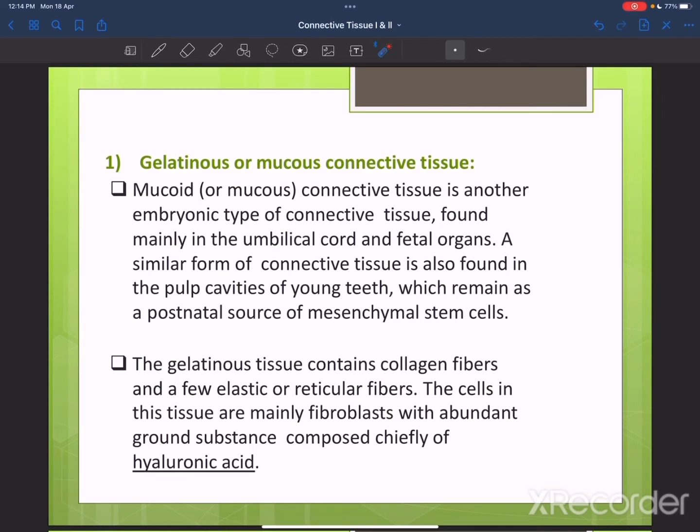The gelatinous tissue contains collagen fibers and a few elastic or reticular fibers. In this mucoid tissue, the ground substance is delicate, very viscous, at the expense of fibers and cells. This is the gelatinous type of connective tissue. This ground substance is composed chiefly of hyaluronic acid.